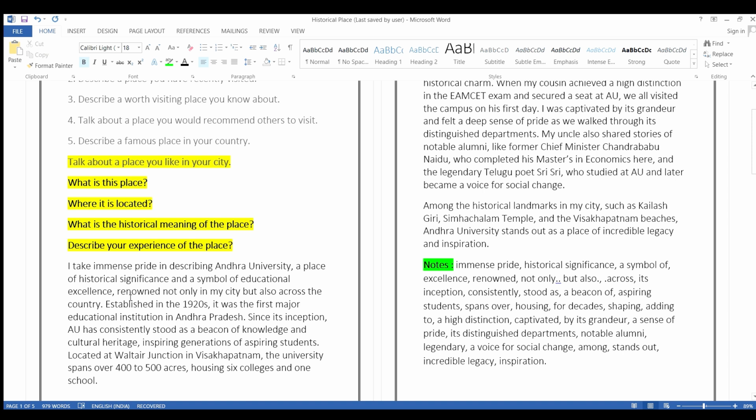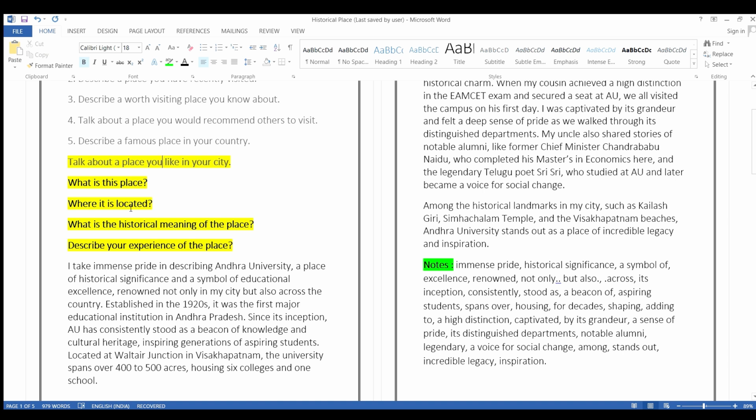Continuing the answer with a comma. That means while you're speaking, you will give a pause, a short pause. Renowned not only in my city but also across the country. Again, the phrase not only but also. And it is the word in my country and other word is across the country. Across, a very good word again.